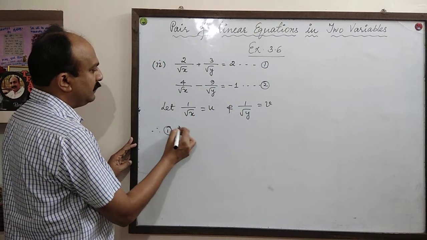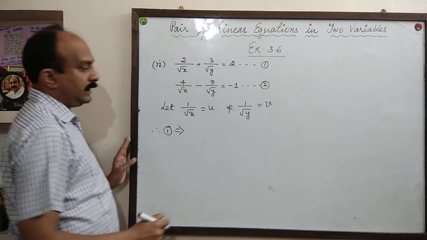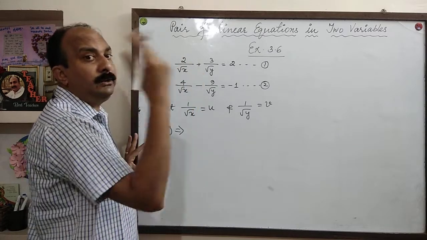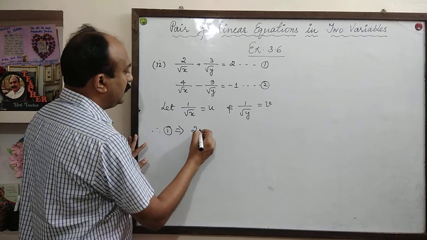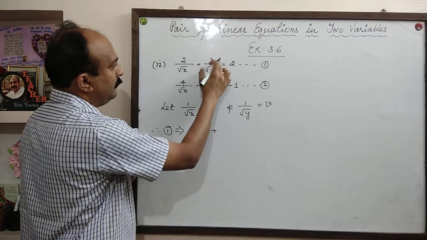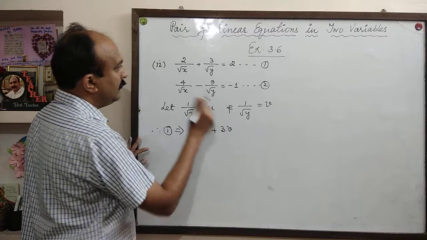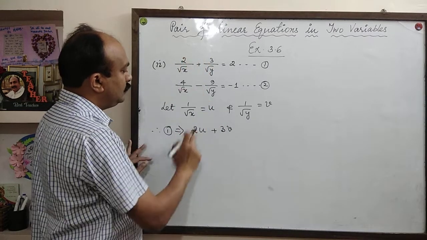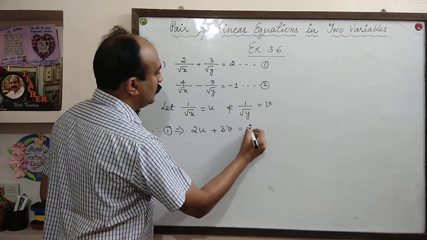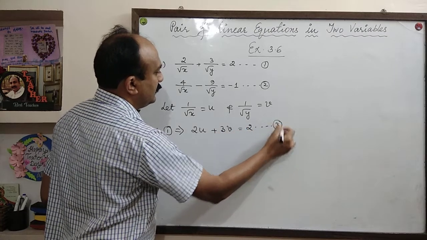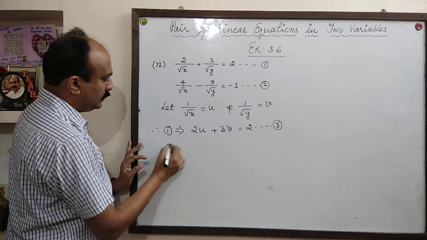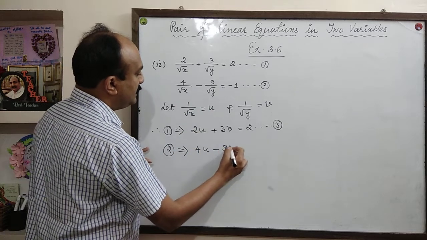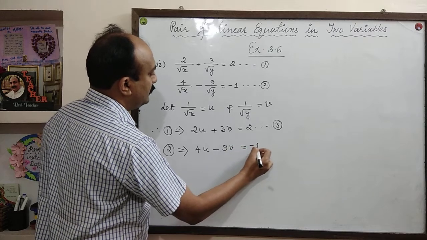Therefore, equation number 1 becomes: 1 upon root x has become u. So what is left out? 2. Where is 2? In the numerator. So this time the equation becomes 2u. This will become 3v. Remember 2 and 3 are in the numerator. So the equation has changed into 2u plus 3v is equal to 2. Let us take it as equation number 3. Equation 2 becomes 4u minus 9v is equal to minus 1.